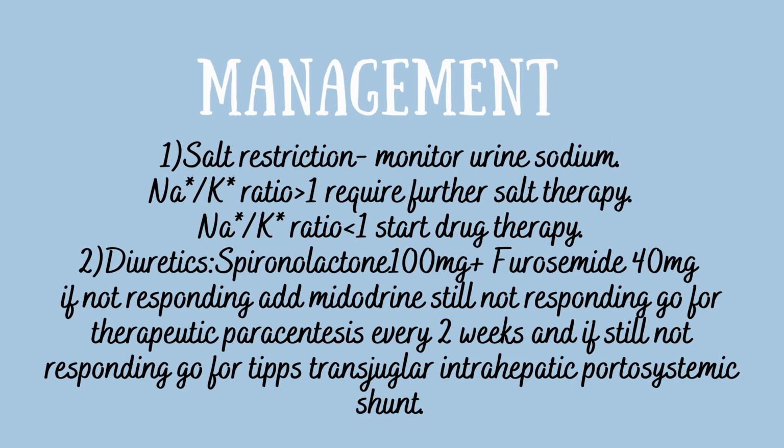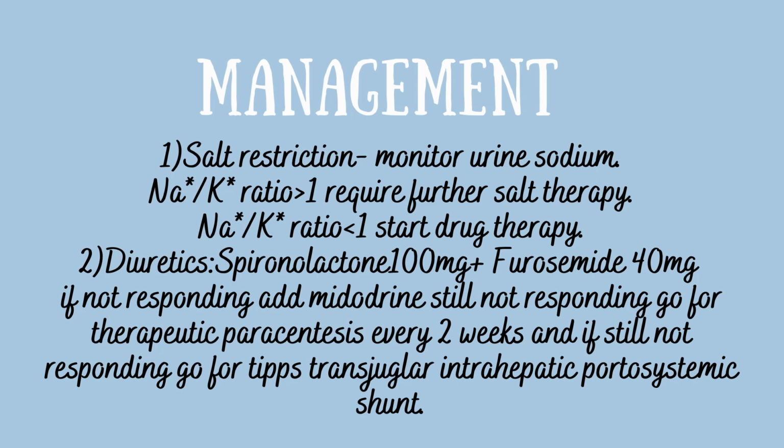Then comes the management. So you know that in ascites there is sodium and water in the peritoneal cavity. So you have to ask the patient to reduce the salt intake. Salt restriction should be there, and you have to monitor the urine sodium. If the urine sodium potassium ratio is less than 1, then you can start drug therapy. But if it is more than 1, then you have to ask the patient to go for further salt restriction. Means less intake of salt should be there.